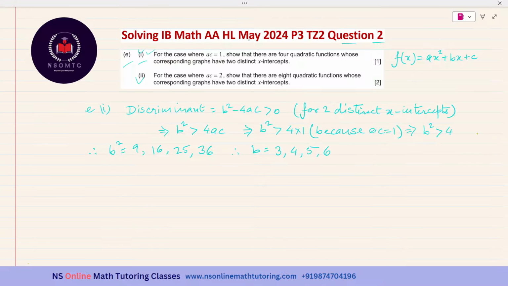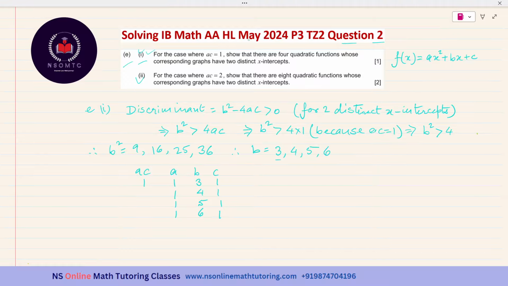Okay, so the EBC, let me write EC equal to 1. How can we have EC, the product of E and C, equal to 1? When E equal to 1 and C equal to 1, only in that case will we get the product as 1. So it is 1, and B can be 3, 4, 5 or 6: 1, 3, 1; 1, 4, 1; 1, 5, 1; and 1, 6, 1. These are the 4 possibilities.